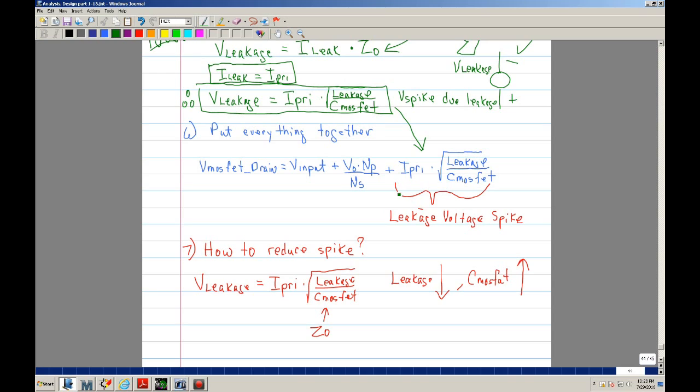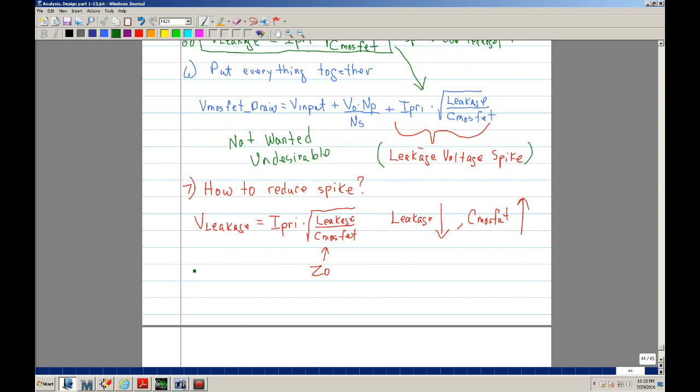So again, mind you, this equation is the voltage spike. This is not wanted, basically. Not wanted, or undesirable. And why? Well, let's say you have a MOSFET that is rated for 500 volts, and let's say the leakage spike adds 200 on top of 500. You will certainly exceed the voltage rating of your MOSFET. So what you want to do is reduce or minimize the voltage spike.